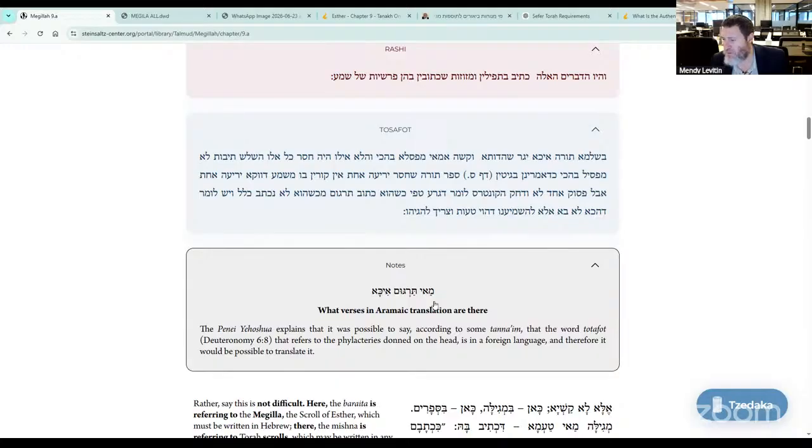Who brings that down? Who brought that down? So here, Mar Targum, because the Pnei Yehoshua explains. Oh, here, this is where I started. The Pnei Yehoshua explains that it was possible to say, according to some Tanaim, that the word totafot, that's in the Shema, that refers to the phylacteries donned on the head, is in a foreign language. Totafot is not Hebrew, and therefore it would be possible to translate it to whatever totafot would be, however you would translate totafot in Lashon HaKodesh.